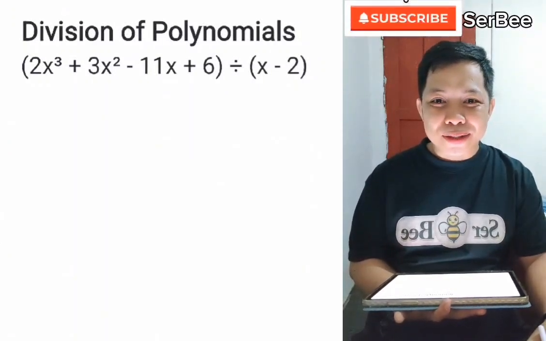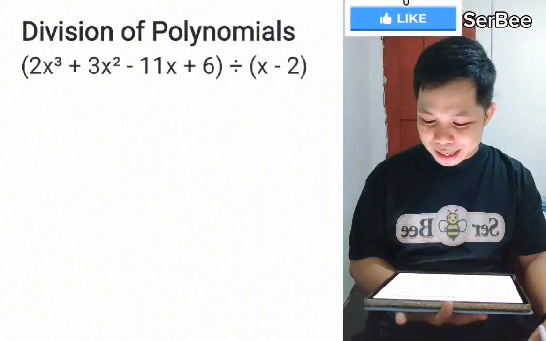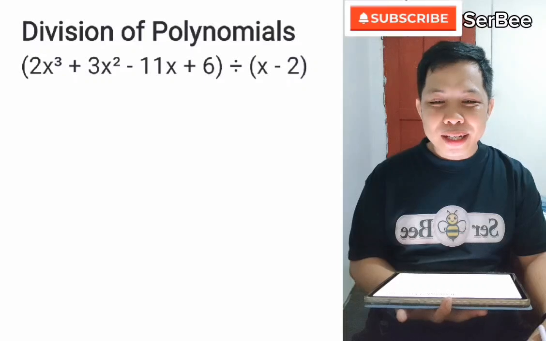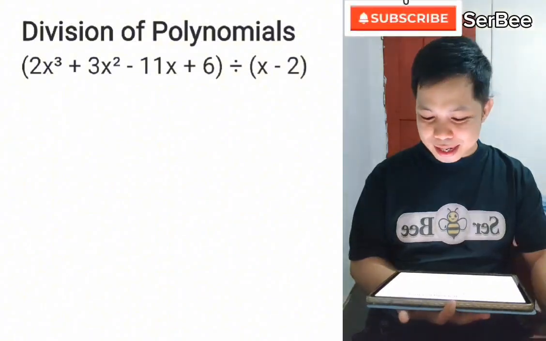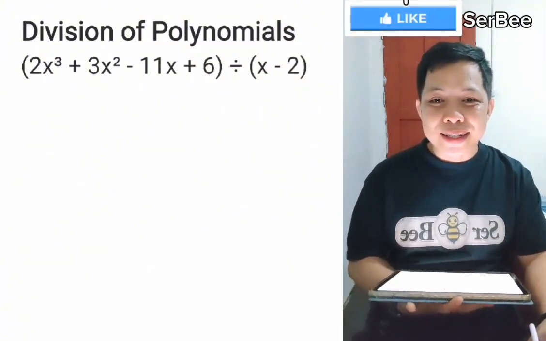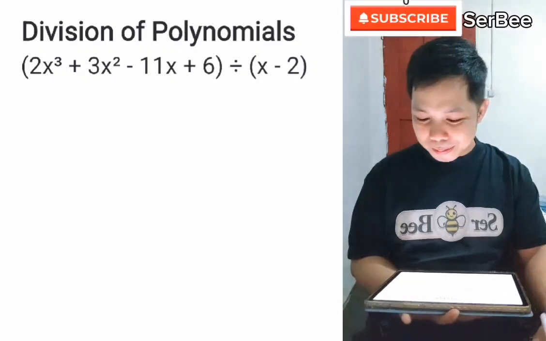Today, we are going to solve an algebra problem. As you can see, we have division of polynomials. So we have here a third degree polynomial divided by a first degree polynomial. When I say degree of polynomial, that pertains to the highest exponent in a given polynomial. Look at the first polynomial. As you can see, the highest exponent is 3, right? So hence, ang tawag sa kanya ay third degree polynomial.